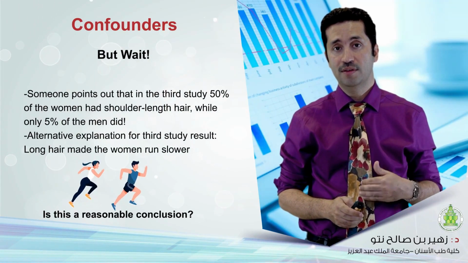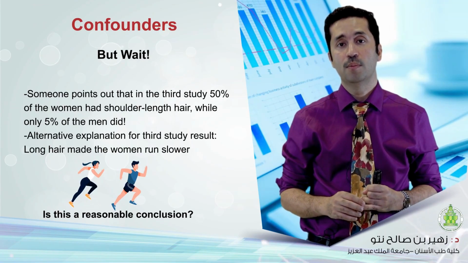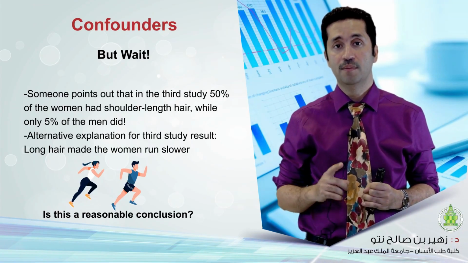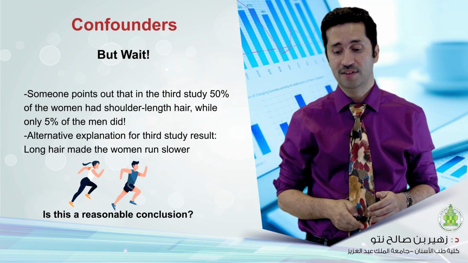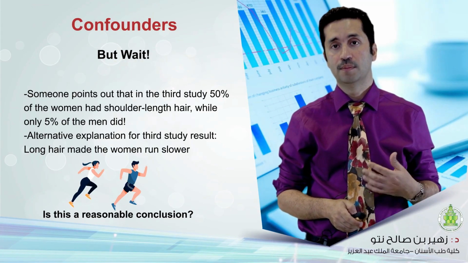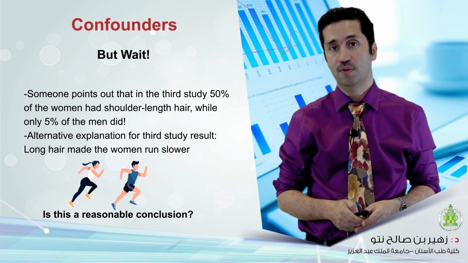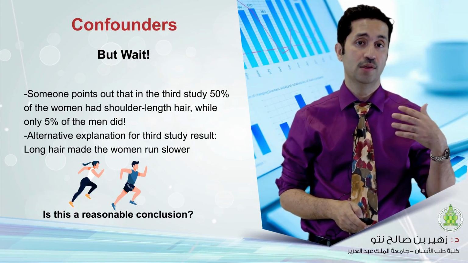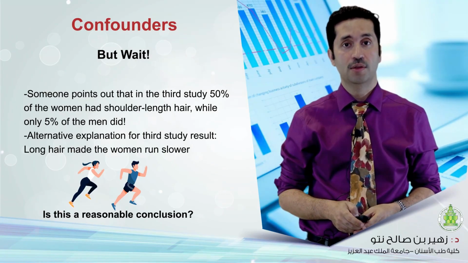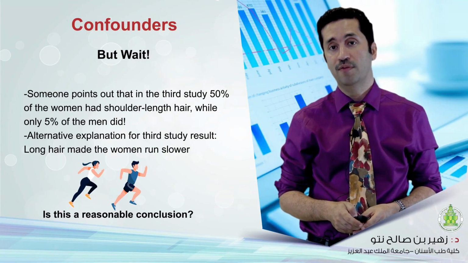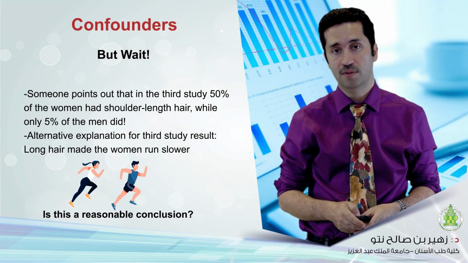Therefore, if we conduct this study again and select men and women who are of the same age and the same height, and we get the same result again, that men were faster than women, there might be other variables in this study that need to be checked. These are known as confounding factors or confound variables.